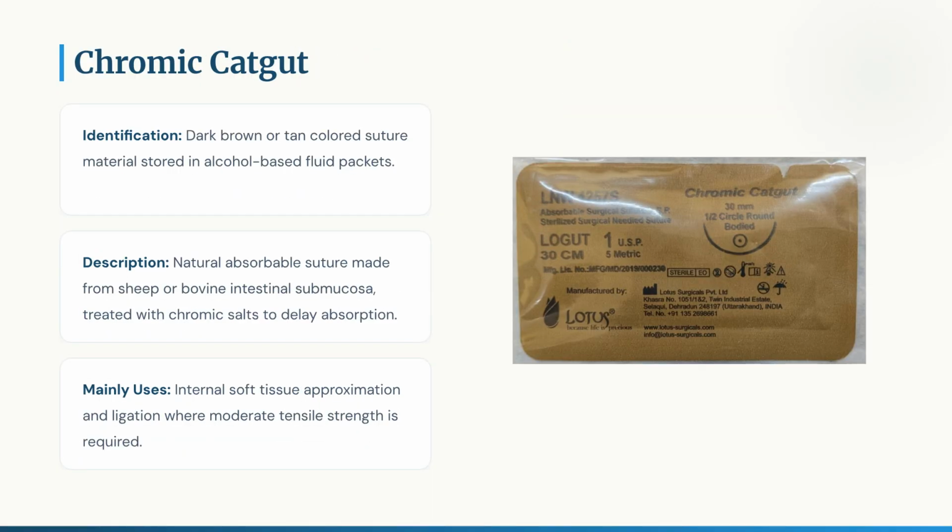Chromic catgut is a natural, absorbable suture treated with chromic salts to delay absorption. It is used for internal soft tissue approximation and ligation requiring moderate tensile strength.